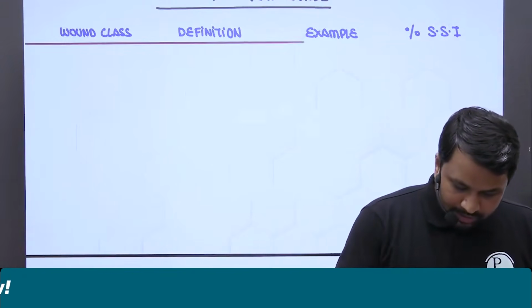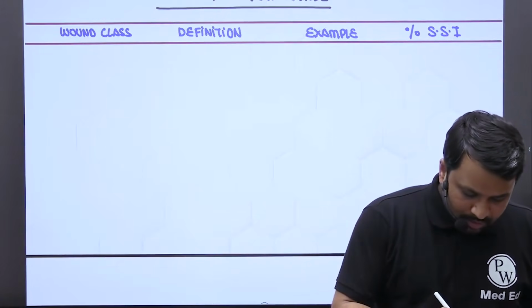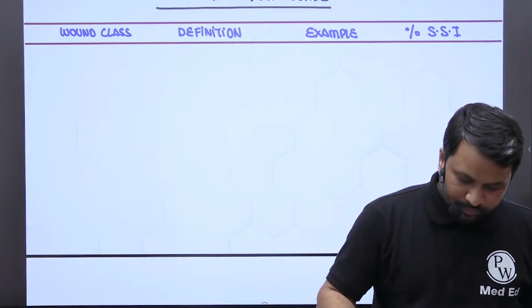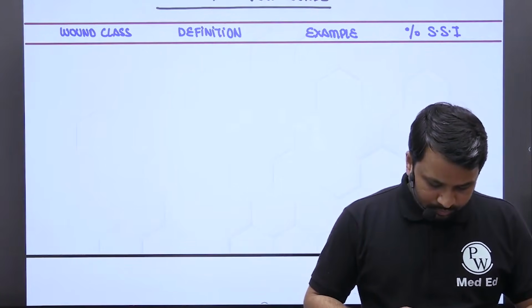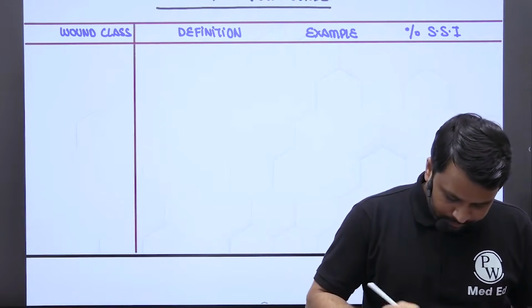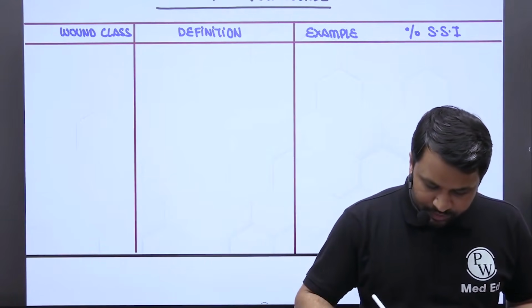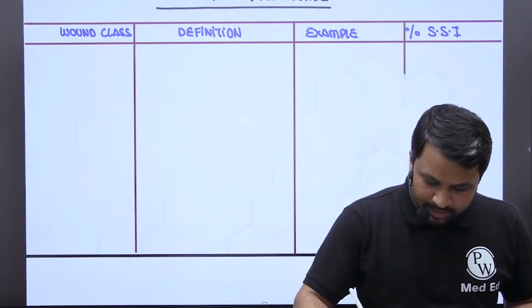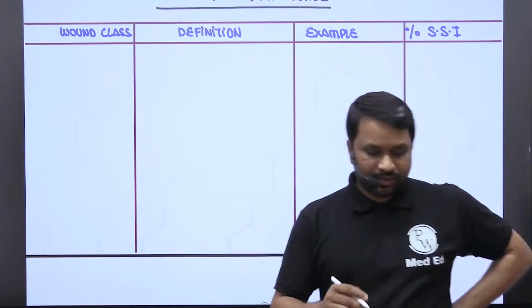So when writing the answer, this is what you're going to consider. The wound class on one end, definition on the other, that is description or definition, example and the surgical site infection, right?